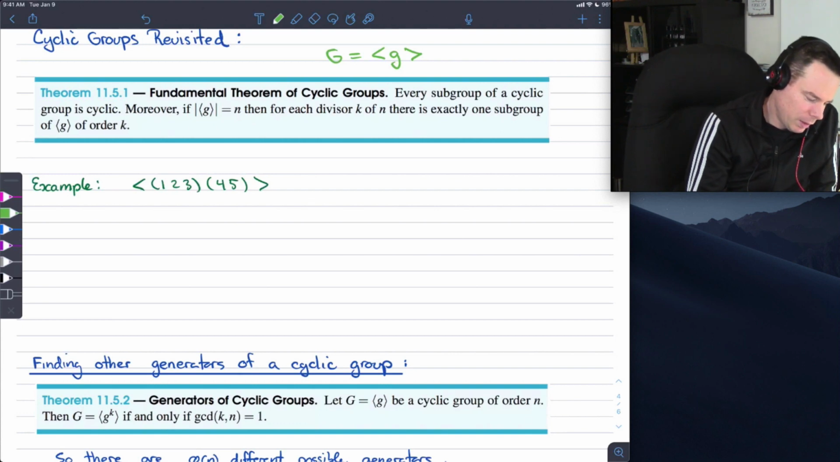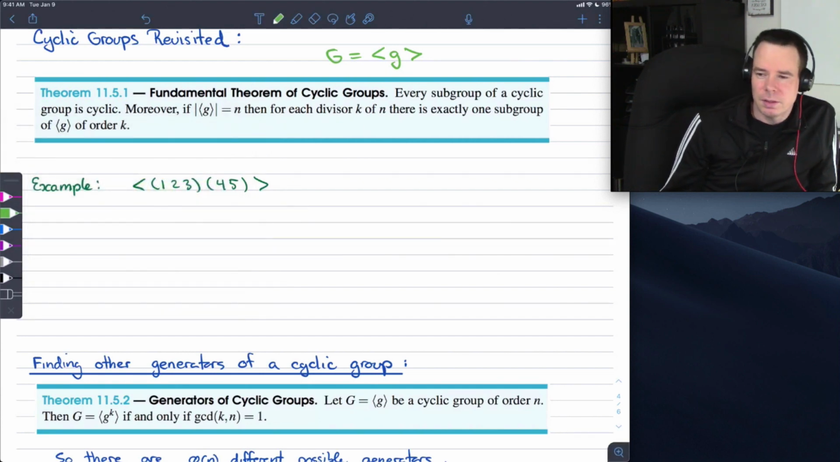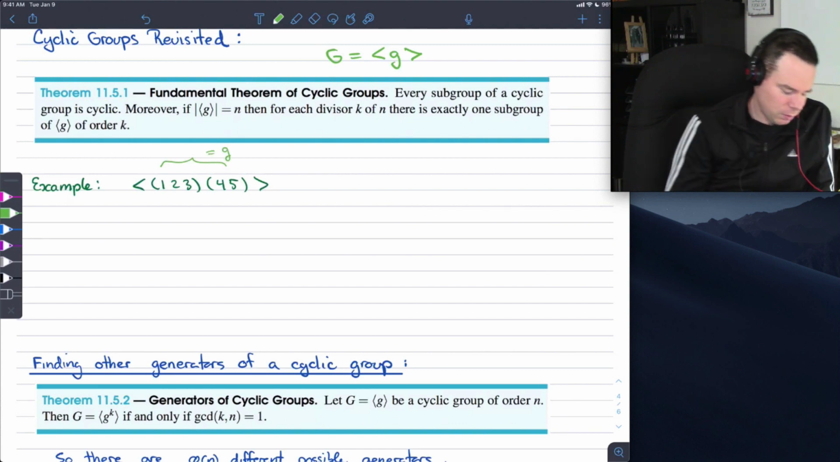So this is what we're going to play with now. We're going to play with just cyclic groups. So our first example, consider the subgroup of permutations on 5 objects which is generated by this one element. This one element is what we're going to call G. So there's G.